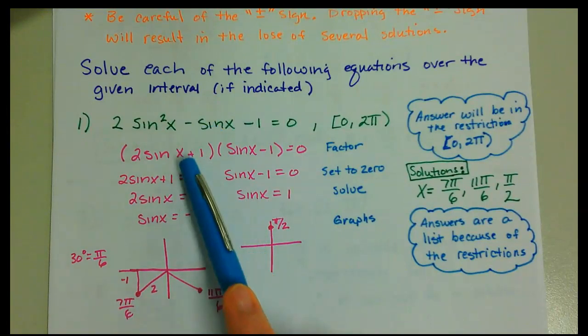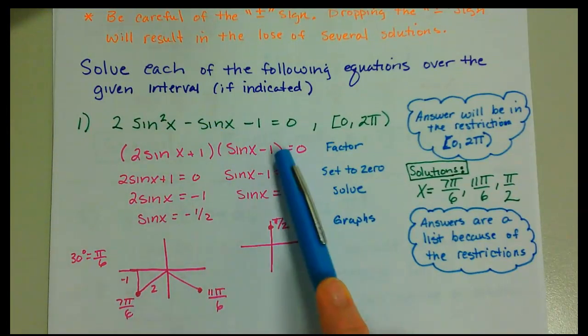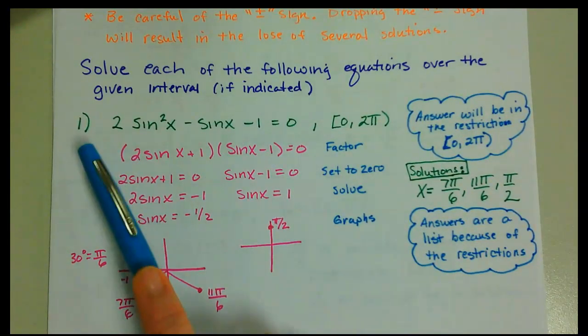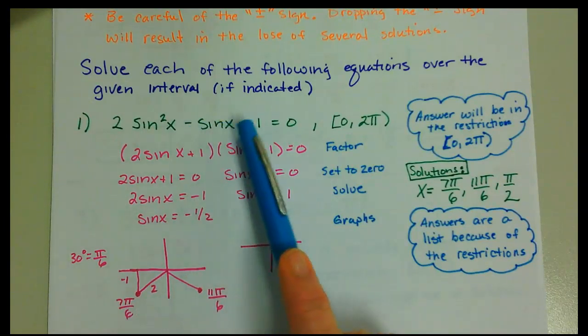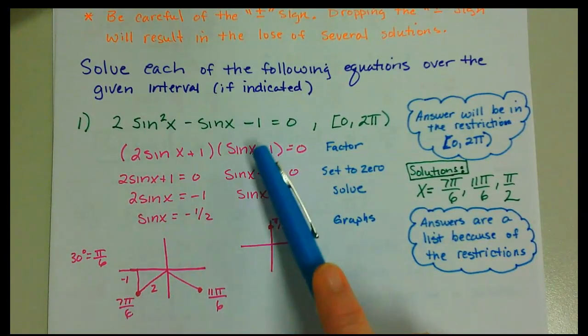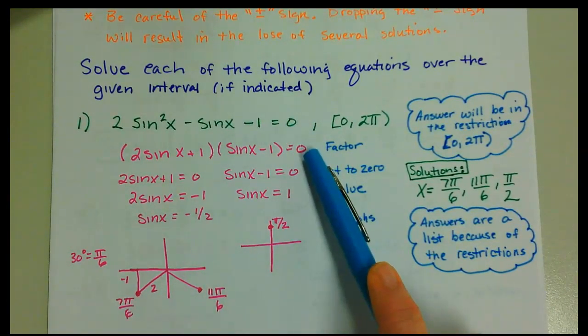So this factors to 2 sine x plus 1 and sine x minus 1. Remember, if you need to think about what that means off somewhere, not in your work, you could think 2x squared minus x minus 1, figure out how to factor that, and then convert it back into your sines. So here's one factor, here's another factor, it's set equal to 0.